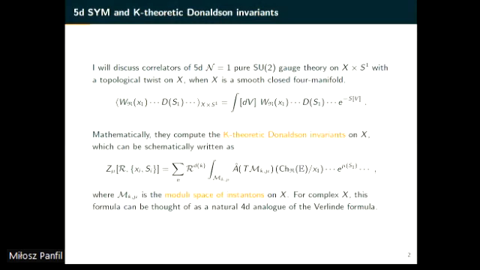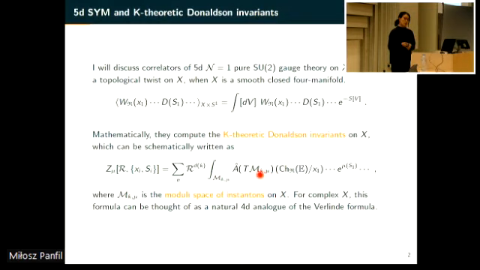And mathematically, these observables compute what's called the K-theoretic uplift of the Donaldson invariant on X. Okay. So this is roughly the definition of the K-theoretic Donaldson invariant. There are lots of notations here, but I'm going to explain as we proceed. But roughly speaking, this is an integral over the moduli space of instantons on the four-manifold X. And in the integrand, you have, first of all, the A-hat genus.